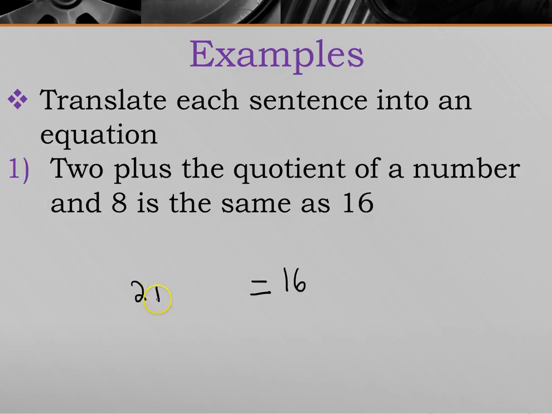So it's 2 plus, quotient is division, quotient of a number and 8, you're going to do x divided by 8. You also could write it as x over 8. That should be an 8, not a 6. And that would be the exact same thing.